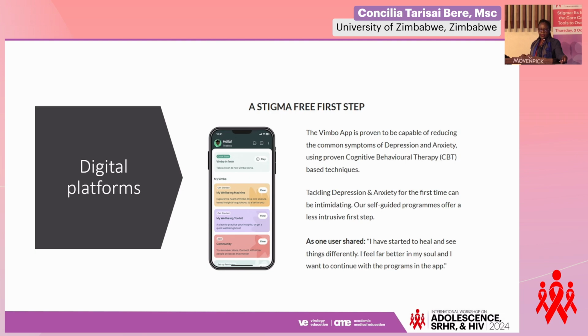And then we also have digital platforms like Vimbo. This is an app that is proven to be capable of reducing common mental symptoms of depression and anxiety. And I think it has been adapted in South Africa, and we are now going to adapt it in Zimbabwe. But there are also other digital platforms that have been highlighted in the last 2 days.